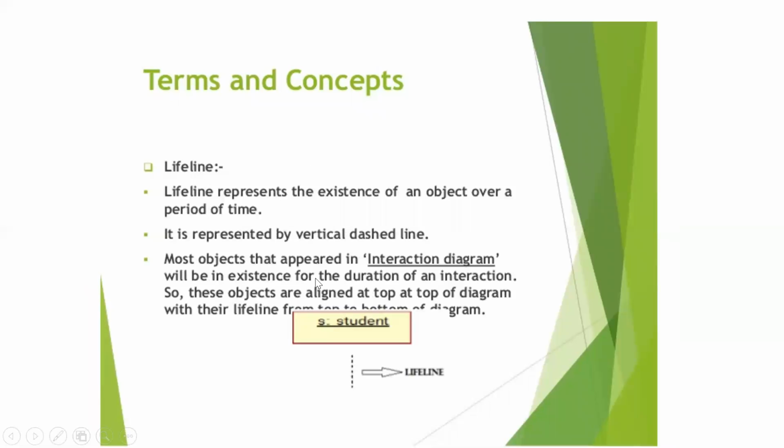Lifeline is another notation of the sequence diagram. It represents the existence of an object over a particular period of time. It is represented by a vertical dashed line. So if you see, this is the lifeline of an object. As long as these dashed lines are on, it means this object is still interacting. Most objects that appear in an interaction diagram will be in existence for the duration of the interaction.